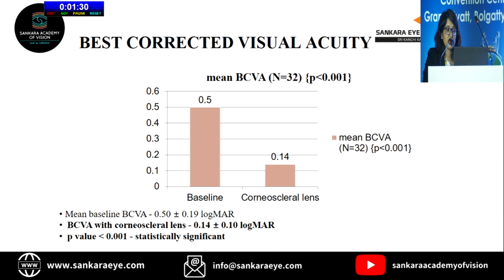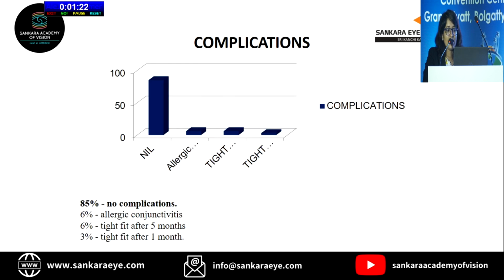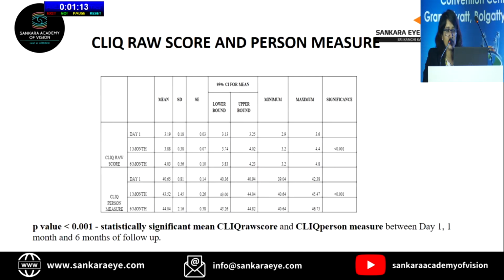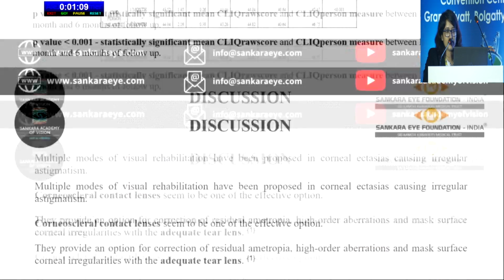The best corrected visual acuity with corneoscleral lens was 0.14, when compared to the mean baseline best corrected visual acuity of 0.5. In 85% of patients, there were no complications. When we look at the contact lens impact on quality of life questionnaire, the raw score and the person measure were statistically significant between day 1, 1 month and 6 months.